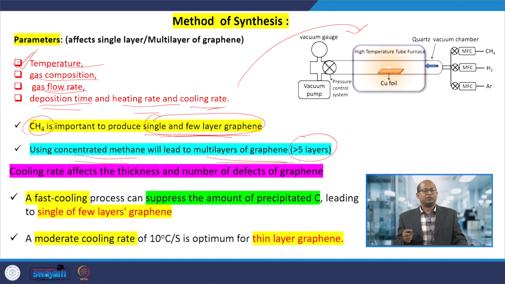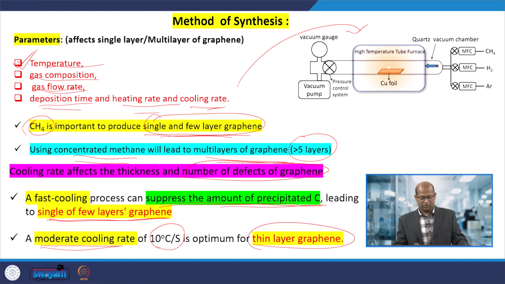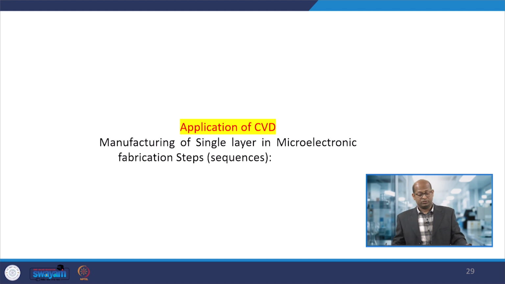The cooling rate also affects the thickness, whether it is multiple or single layer graphene, and different types of defects also depend on the cooling rate. If we cool the system very fast, it suppresses the precipitated carbon, giving single layer graphene. If the cooling during the process is moderate, 10 degrees centigrade per second, then thin layer graphene formation can be optimized. These are the parameters we can control when the CVD process is used with methane and copper foil to grow graphene.